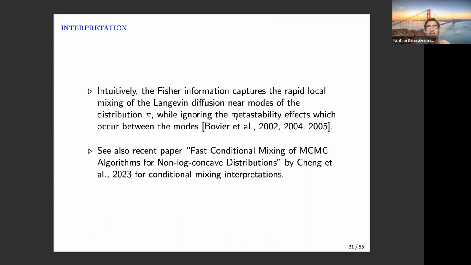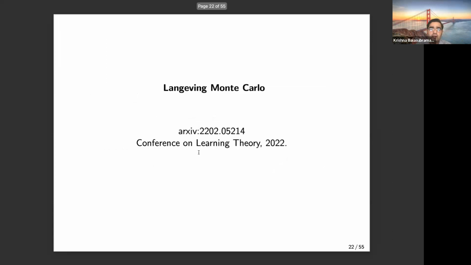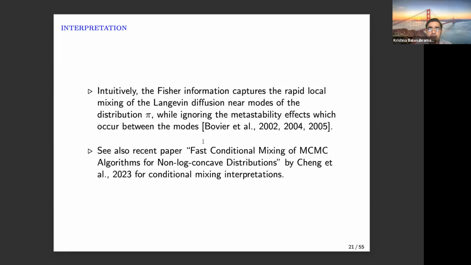So it's exactly like a local convergence guarantee. And in a lot of statistical problems, it turns out that these modes can have very interpretable statistical meaning. That's why we should care about how fast you converge in terms of Fisher information for a sampling algorithm. There are also very nice recent works building on our works by Cheng et al. on this notion of conditional mixing in MCMC. Instead of global mixing, it's conditional mixing, meaning mode convergence in some sense, not the global convergence.